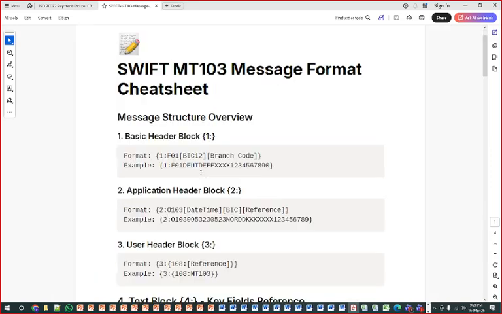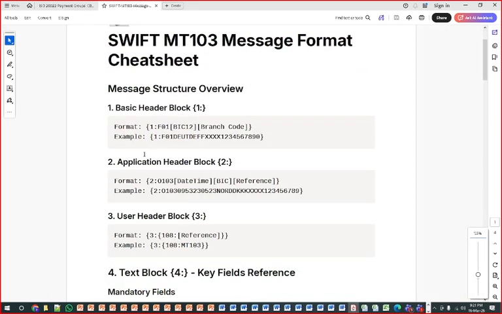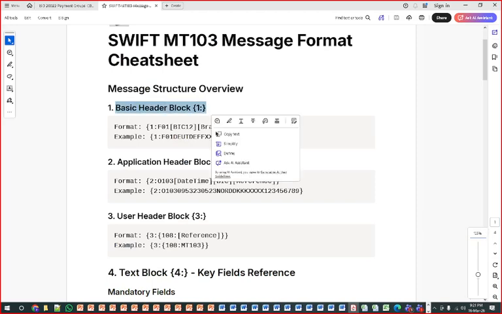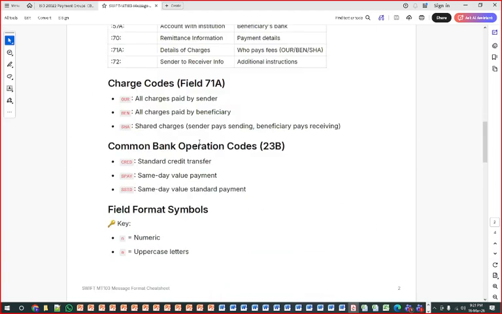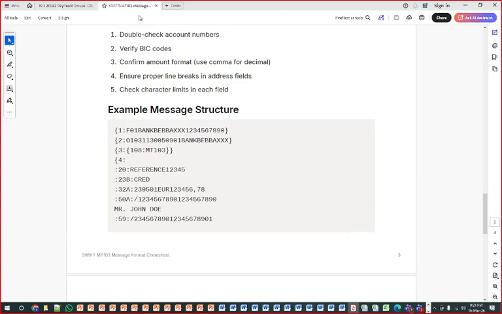Okay, each and every field of an MT103 message, we are going to discuss its significance. There are a total of 5 blocks in any MT message, so we are going to work on each and every block and help you understand the function and features of each block.